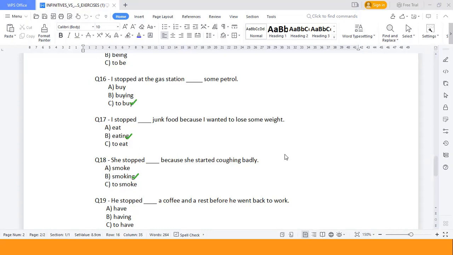19, Javier. He stopped to have a coffee and a rest before he went back to work. Exactly. Here you can say he stopped to have a coffee and a rest before he went back to work. So it's a kind of pause. I mean, he decided to stop. Do you understand the sentences? I mean, here there are four different sentences using stop. They are different. Do you understand the difference?